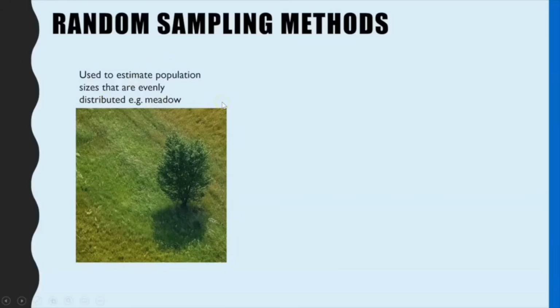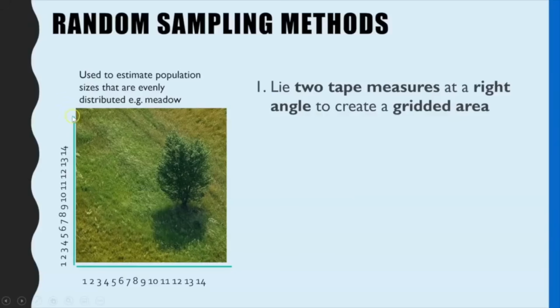And if we focus on random sampling first, so we said this is what you would use if it is a plant or a very slow moving animal, and you have evenly distributed plant species. So this could be a 4 or 5 mark description of the method, and it's really particular in the mark scheme, the language you use. So step 1, you lay 2 tape measures at a right angle to create a gridded area. And the parts I've put in bold are the bits you would have to have in that answer for just 1 mark.